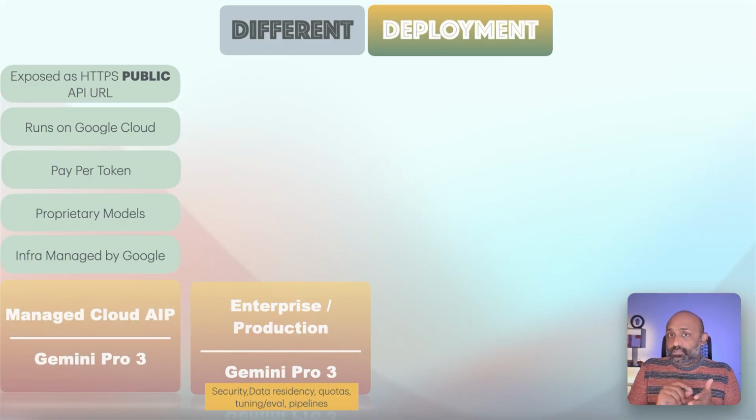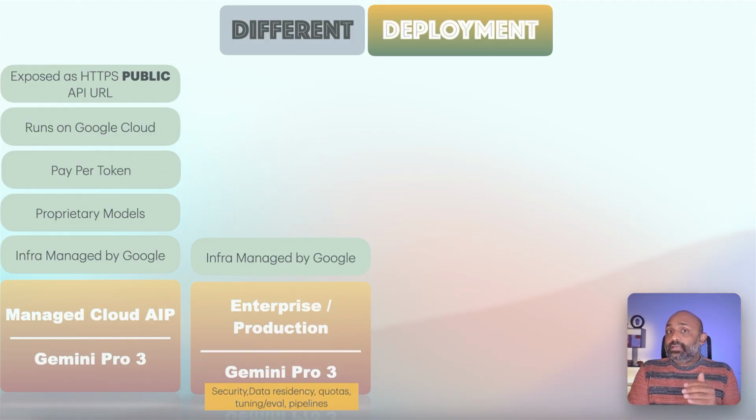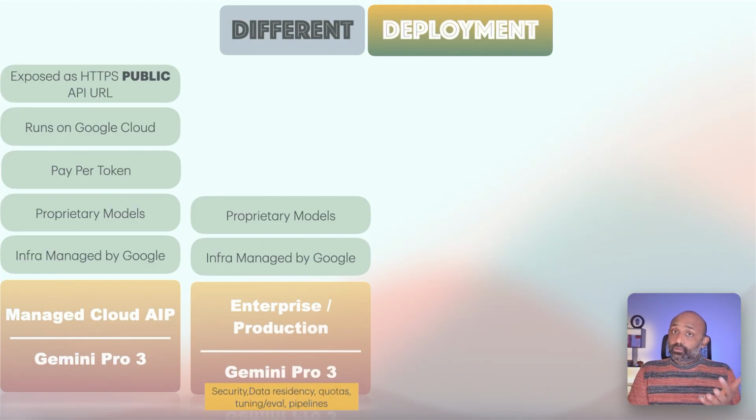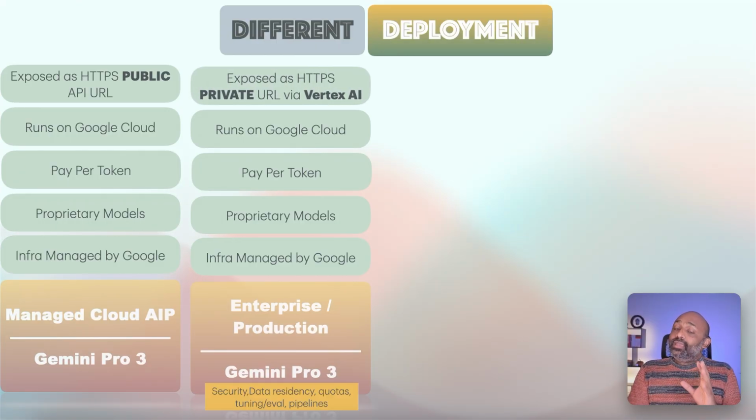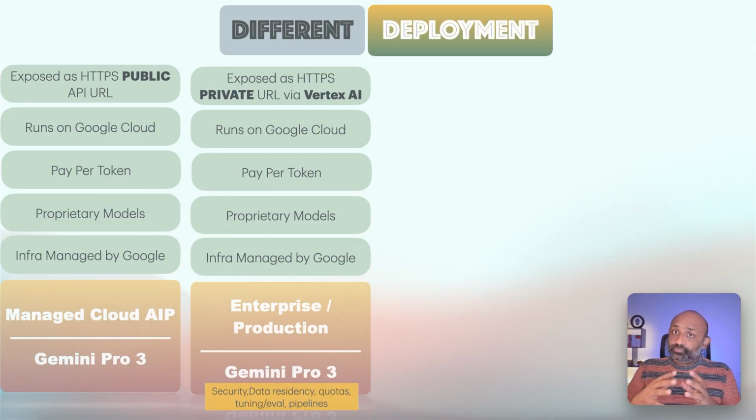We don't want to use the public API URLs. And so in this case, still the infrastructure is managed by Google. We get access to the proprietary models and we pay on a per-token basis. It runs on Google Cloud. Everything remains the same except we get a private URL, and we get a private URL through Vertex AI, which is Google's AI platform.